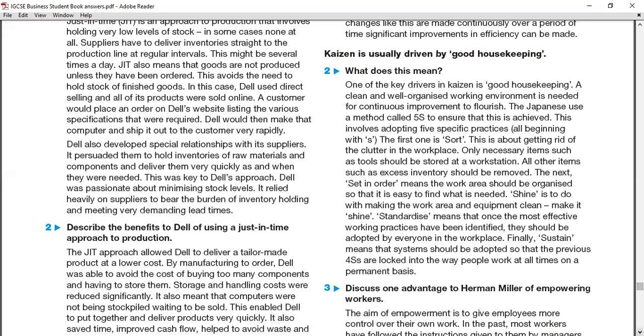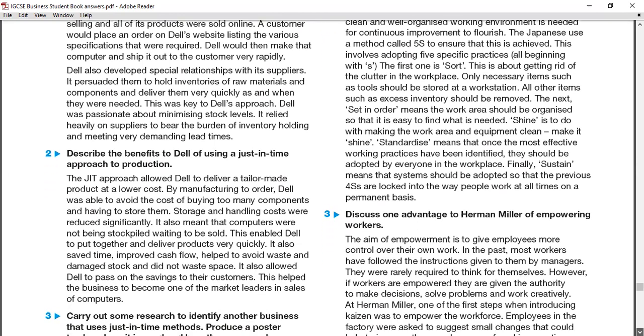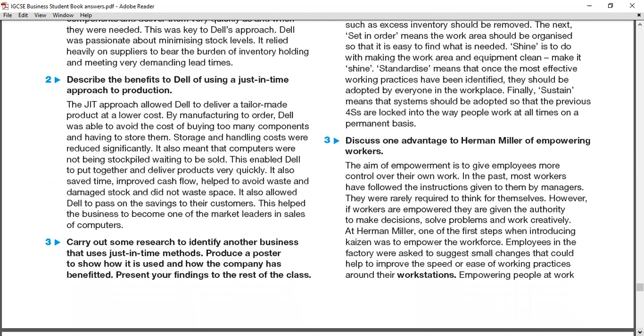Discuss one advantage to Herman Miller of empowering workers. Empowering workers is a kind of non-financial motivation, but a very important principle coming under the Kaizen method. The aim of empowerment is to give employees more control over their own work. We call it autonomy, in other words. In the past, most workers followed the instructions given by the manager for information giving. So they're like slaves.